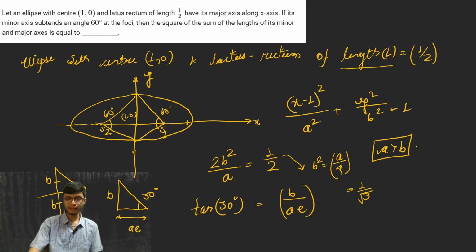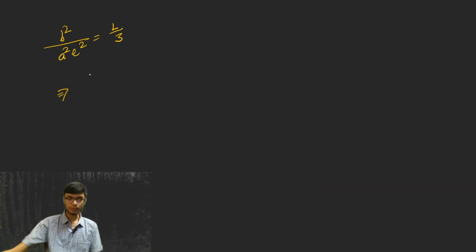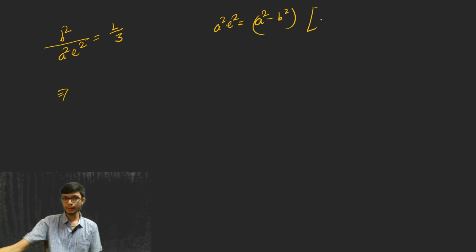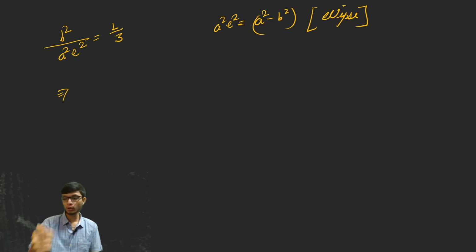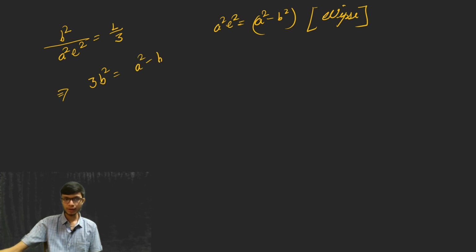So I will square this particular equation, that is b square by a square e square is basically 1 by 3, and in place of b square I will put the result, that is a by 4. Also, I know that a square e square is equal to a square minus b square for an ellipse. For an ellipse this is a true relation. This is how you basically define the equation of an ellipse. Once you understand the derivation of the equation of the ellipse, you know this particular relation. So I can replace this, and write it as 3 times b square is equal to a square minus b square.